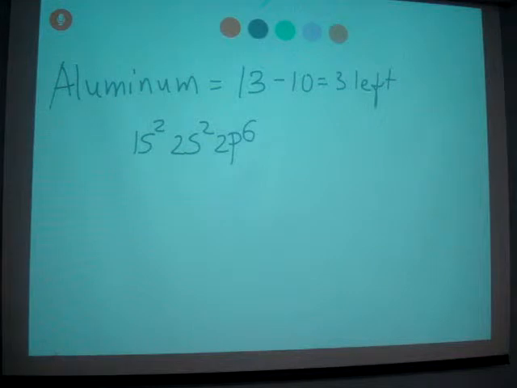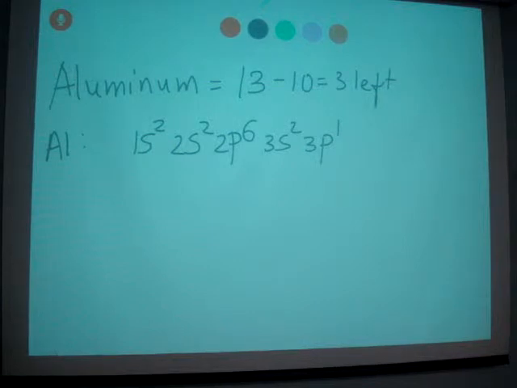So we can write 3s2 and then we can write 3p1. So that's a longhand notation for aluminum.